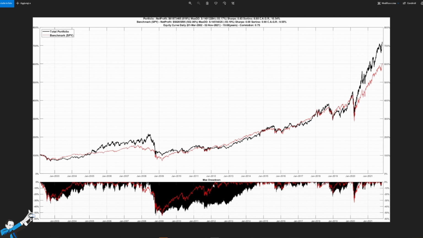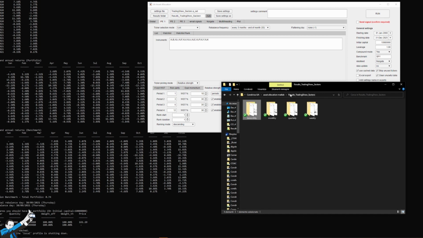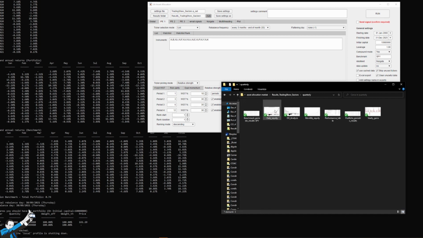Again, I don't particularly like the behavior of this allocation model in times of crisis, such as 2008, when it seems that the benchmark recovered much earlier. So all in all, choosing to invest in the strongest sector ETF doesn't give us any real advantage, even in times of crisis. Now let's take a look at the last test that we did.